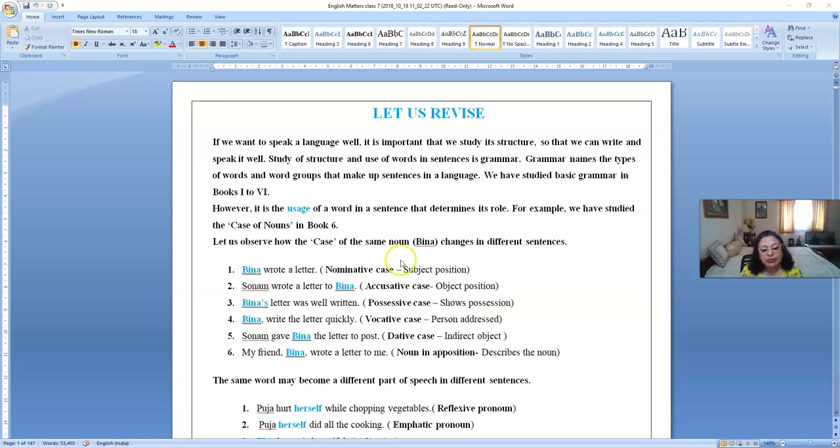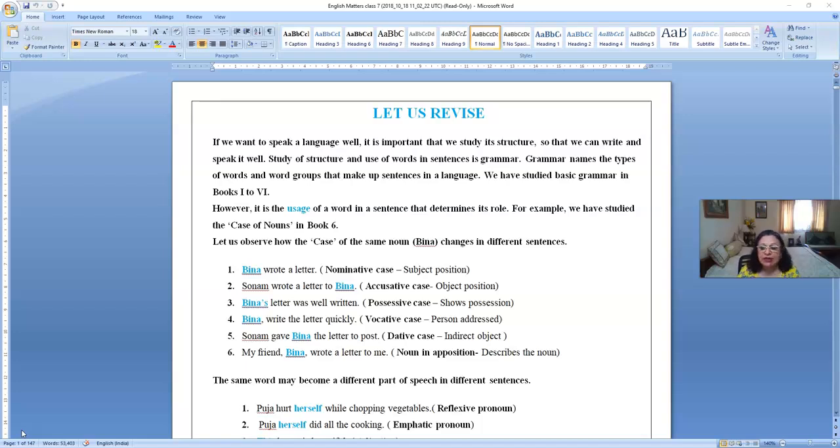Now, besides knowing the name of the part of speech, it's very important to understand its role, how it is used. Like we have studied the case of nouns in a previous class. So, we will revise the case of nouns and let us observe how the case of the same noun, Bina, changes in different sentences.